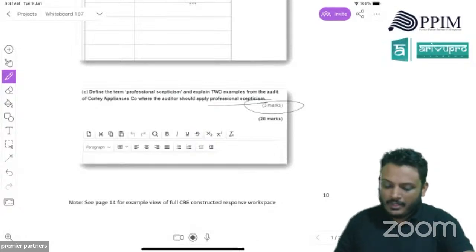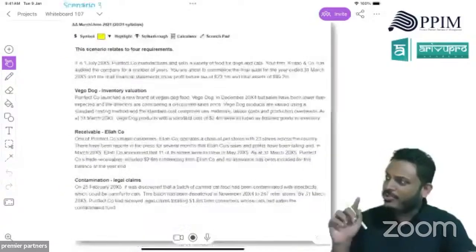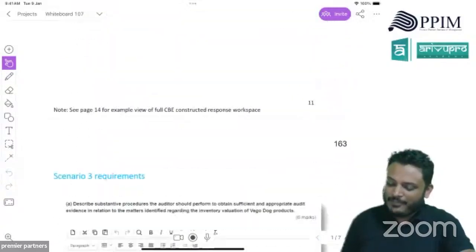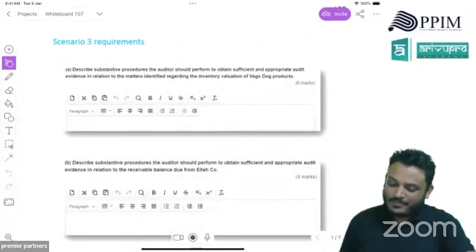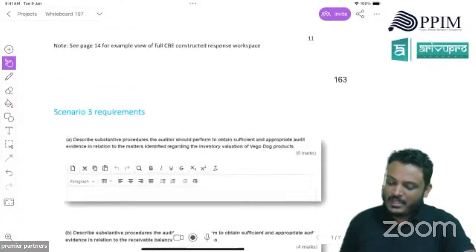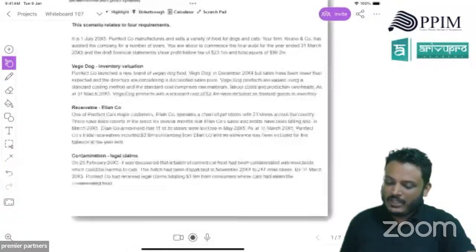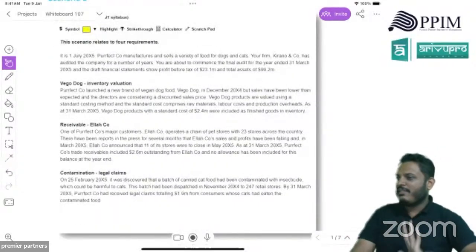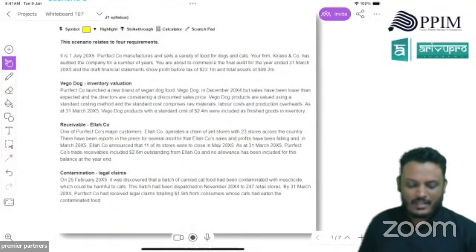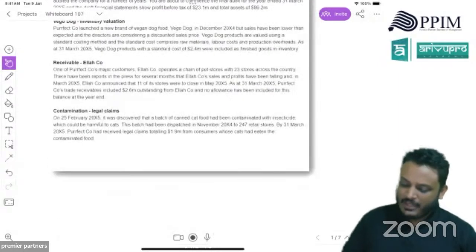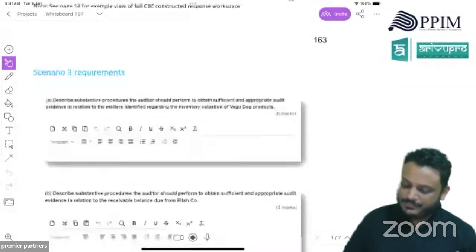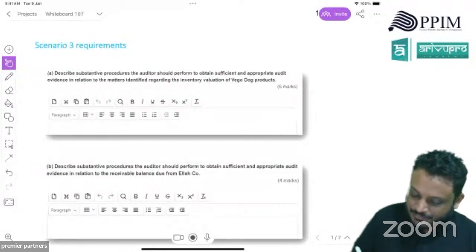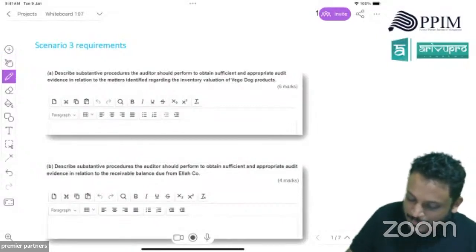Okay. Question number 3. I told you, section B, question number 3. See, this is question number 3. Okay. A case study is given. They gave a case study. See, first question. Substantive procedures.